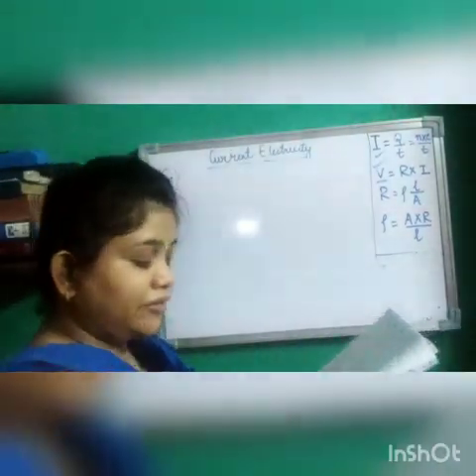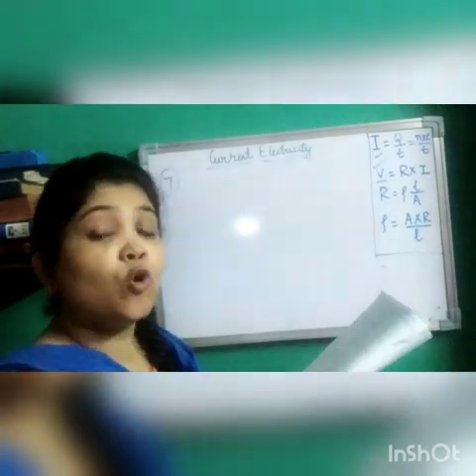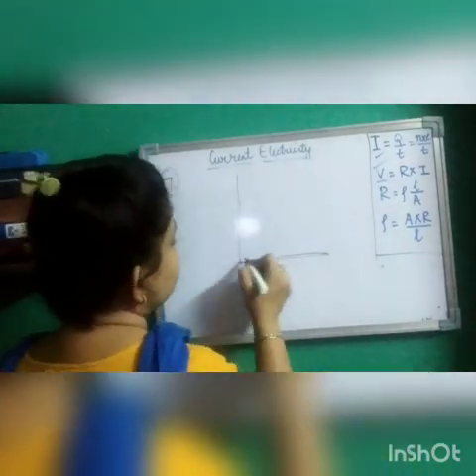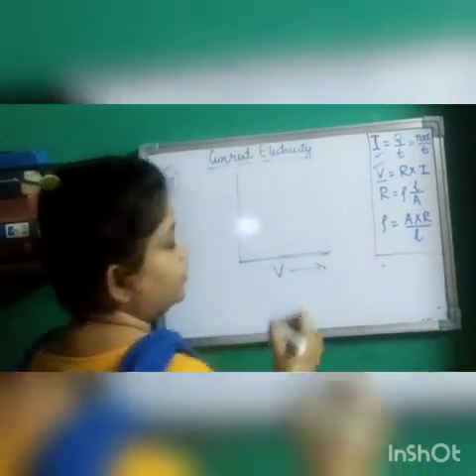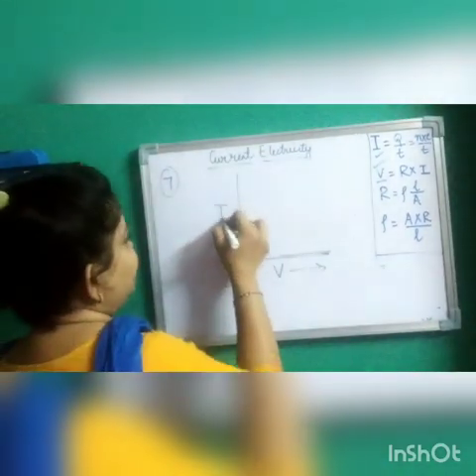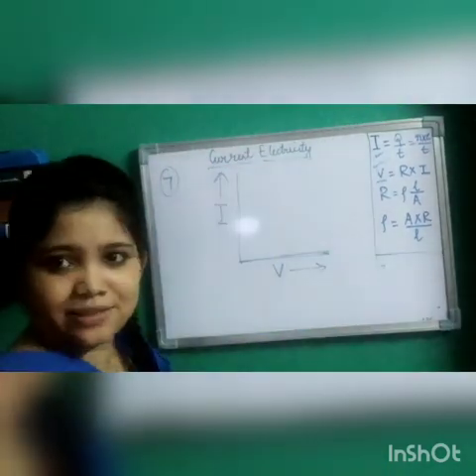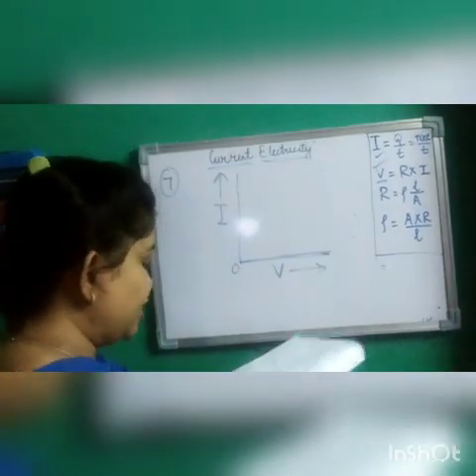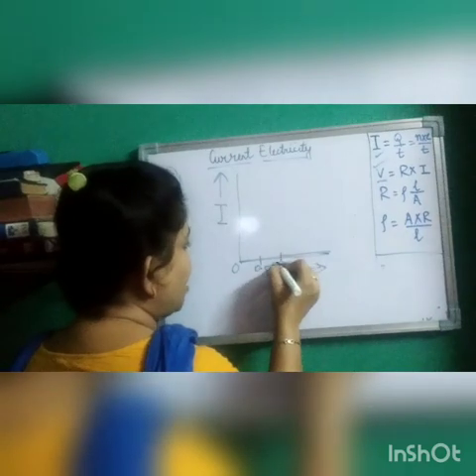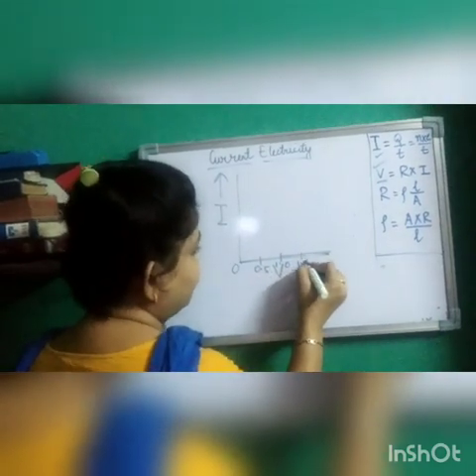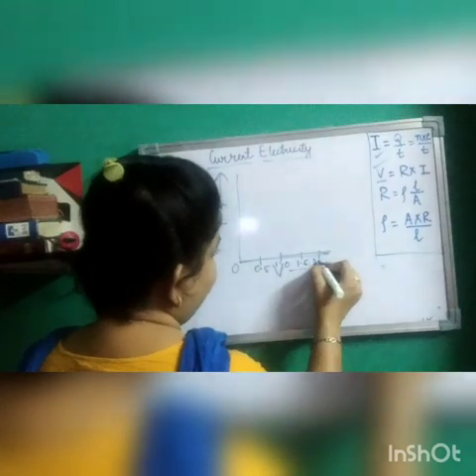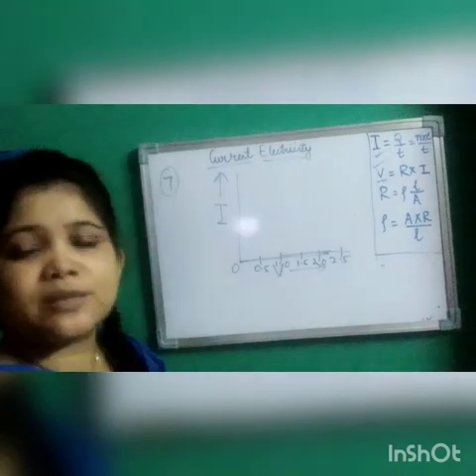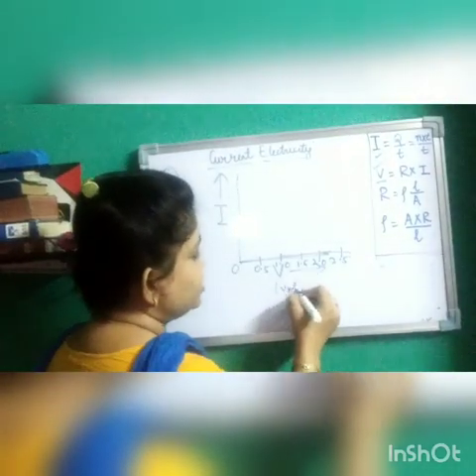Now, what is given in an experiment of verification of Ohm's law? In Ohm's law, the potential difference V is always on the x-axis and the current I is always on the y-axis. So let us plot the V points. What are the potential difference points given? 0.5, 1, 1.5, 2, 2.5. These are the voltages given to us, all in volts.